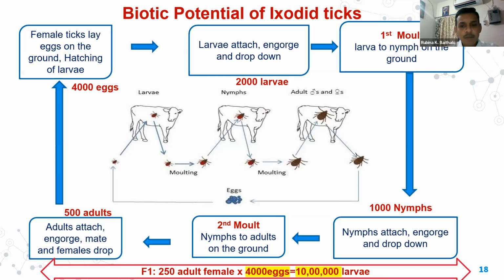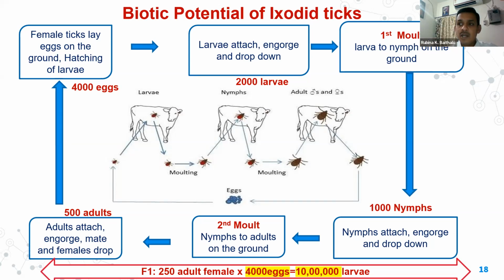One female can give rise to 4,000 eggs. From this, you can understand that in the F1 generation, one female tick can give rise to 10 lakh larvae. So you can imagine how we can control this tick population. If you cannot understand the basic life cycle of the ticks, we cannot go for controlling these ectoparasites. So you should understand their biotic potential.